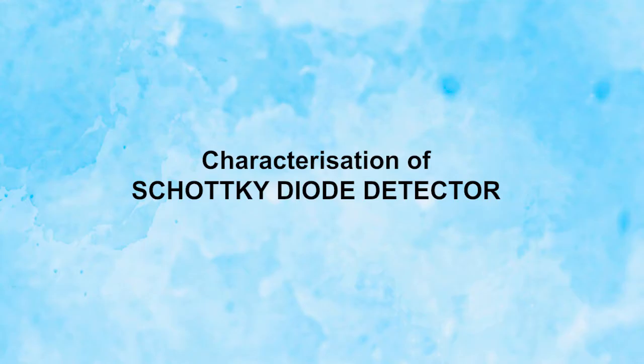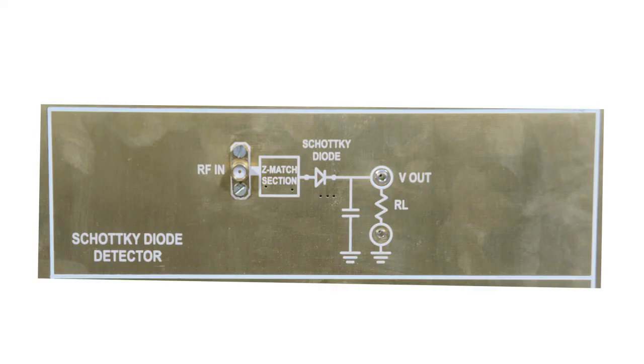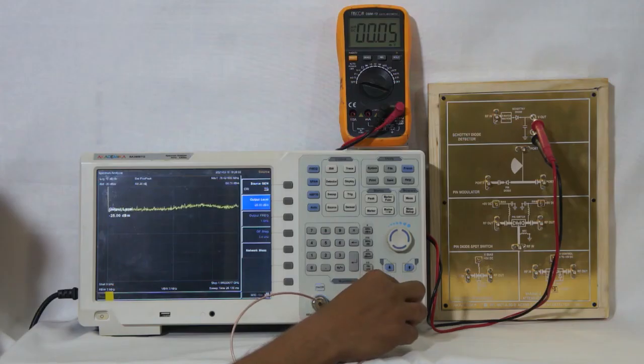Characterization of Schottky diode detector. The principle of diode detection is rectifying the AC component through a diode and generating voltage as DC component. The detection makes use of the non-linear characteristics of the Schottky diode, hence, a bias circuit is not required.